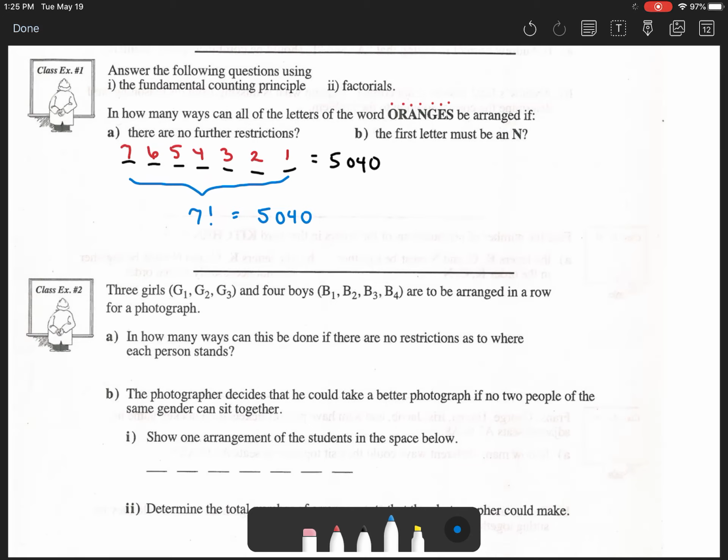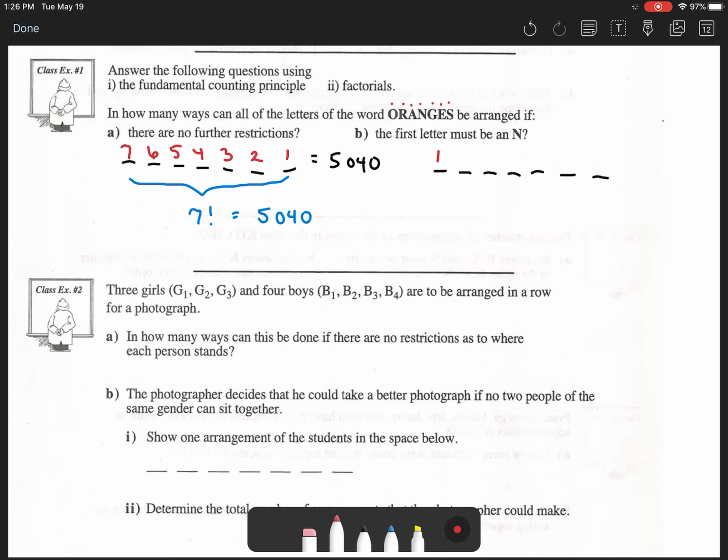Okay, now in B, they have a restriction, and the restriction is that the first letter must be an N. So if I'm going to show you this using the fundamental counting principle, this is what it would look like. I would obviously still have 7 blanks to fill in. 1, 2, 3, 4, 5, 6, 7. But the first letter has to be an N. So what you do is you make that happen. So one of 2 things.